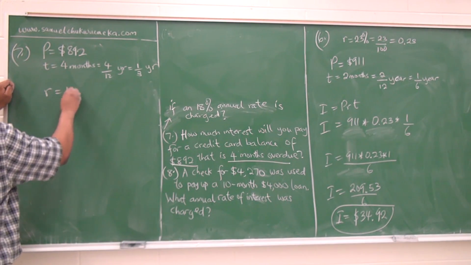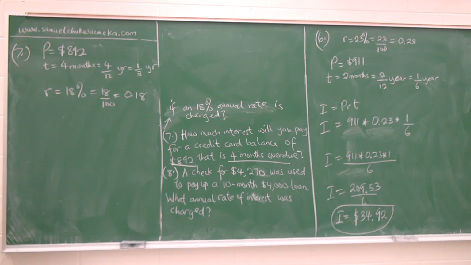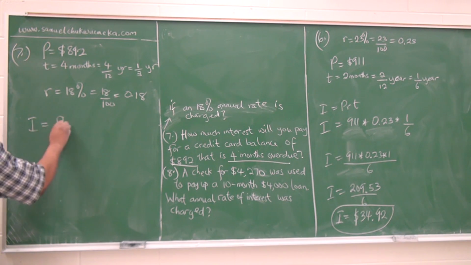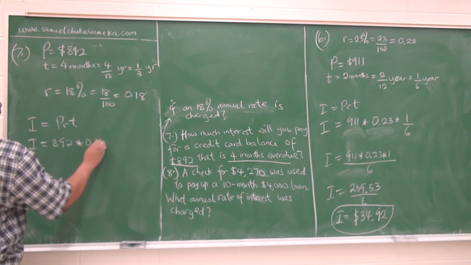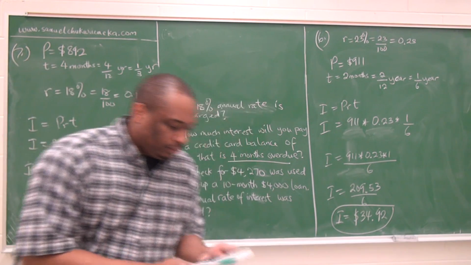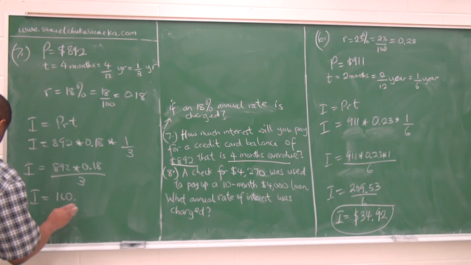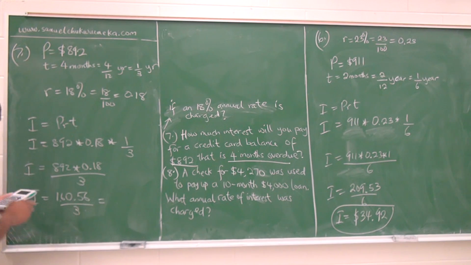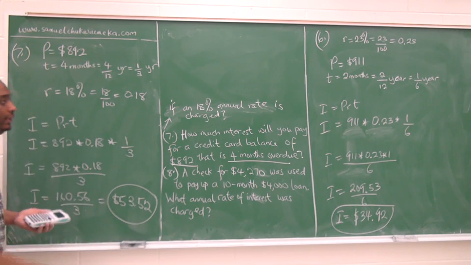Okay, so what would this now be? R is what now? 18%, right? Which is 18 over 100, which is 0.18. So that's enough for the interest. I is PRT. So I is 892 times R, which is 0.18, times 1 over 3. So we can say 892 times 0.18 all over 3. 892 times 0.18 is 160.56, divided by 3, which is $53.52. Make sure you put the unit, dollar.